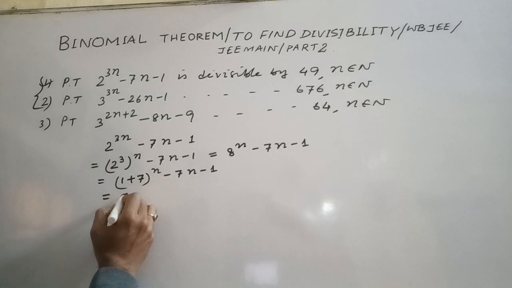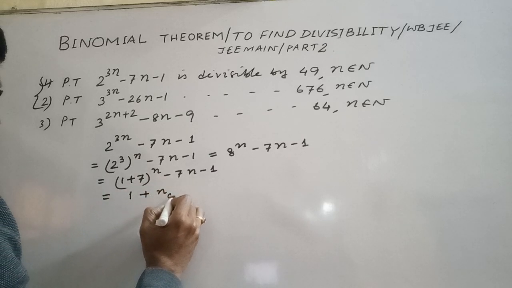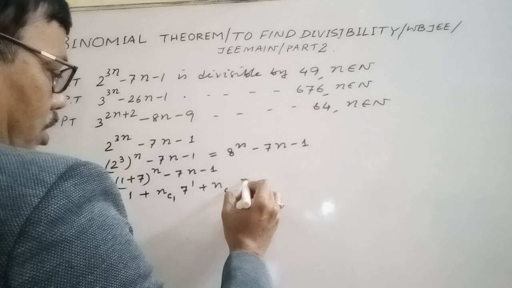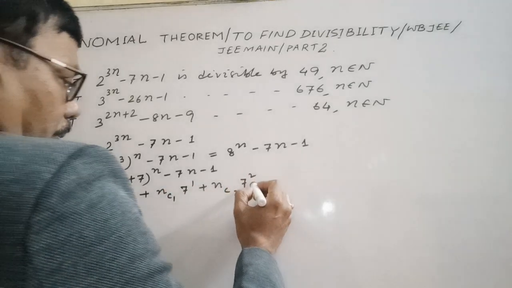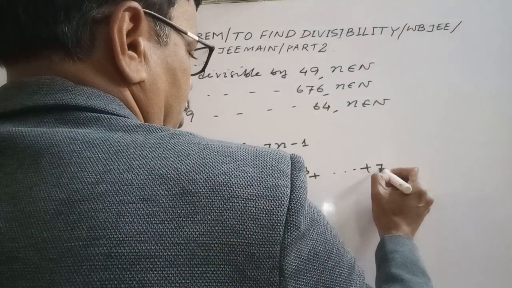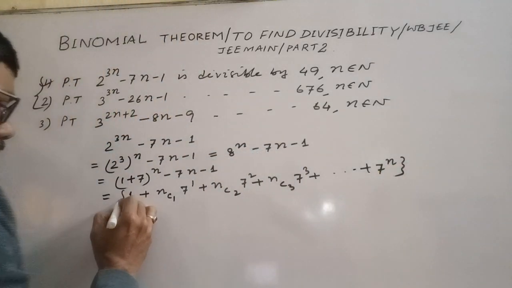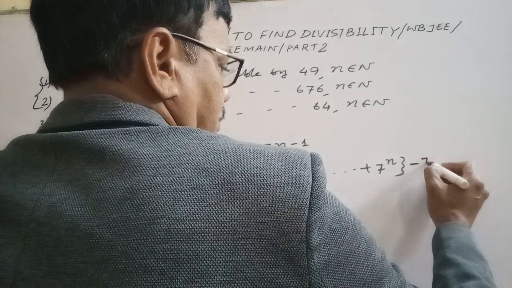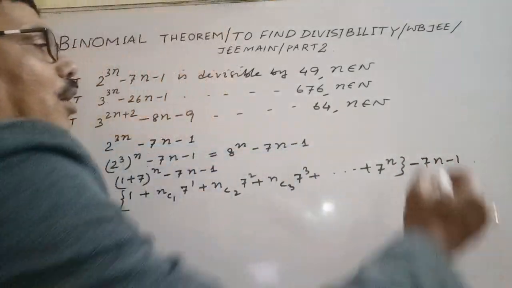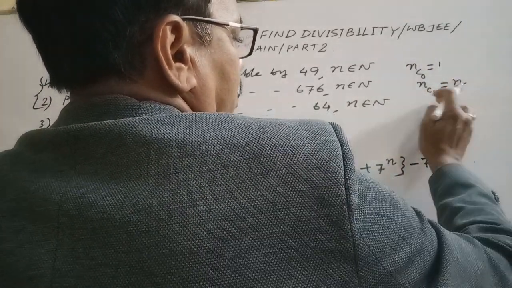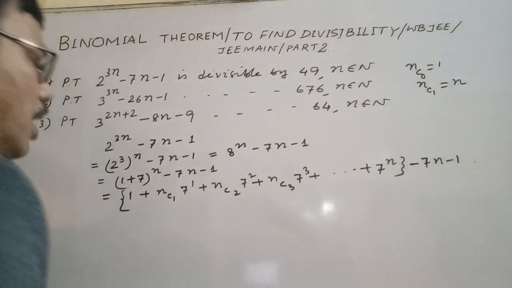Now, this is 1 to the power n, this is 1, then nC1 1 to the power n minus 1, 7 to the power 1, nC2 7 to the power 2, nC3 7 to the power 3, and finally this one is 7 to the power n. This is the expansion of 1 plus 7 whole to the power n. Now, minus 7n minus 1. Now, you know nC0 is 1, nC1 is n. If the lower suffix is 1, it will be upper suffix n.